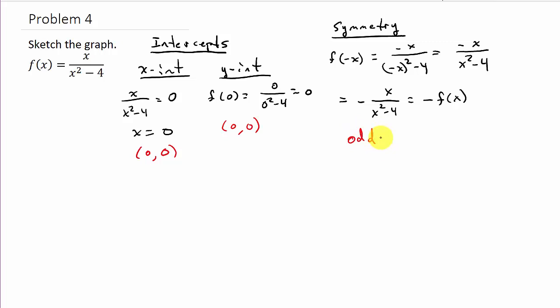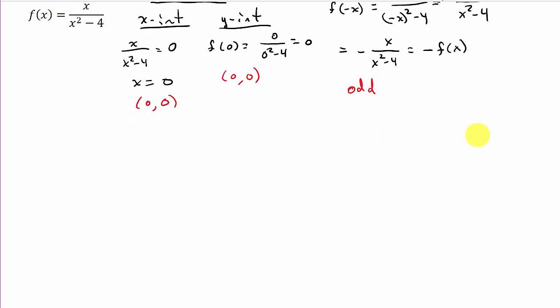Remember, an even function tells you that the graph is going to be symmetrical about the y-axis, and an odd function is going to be symmetrical about the origin. All right. So now I need to find horizontal and vertical asymptotes. So let's look for the horizontal asymptotes.